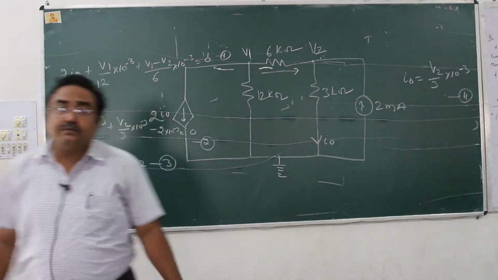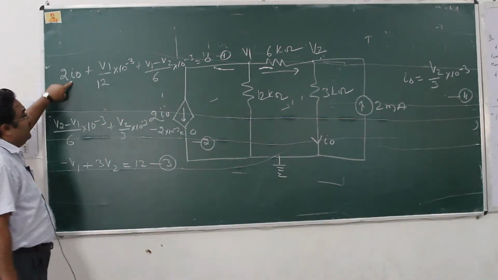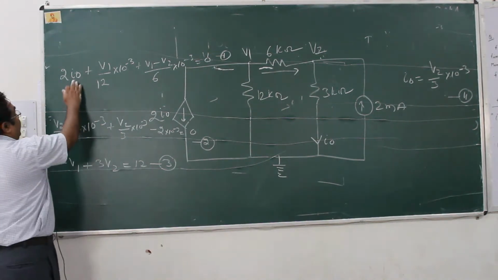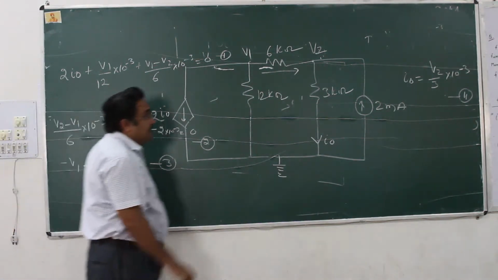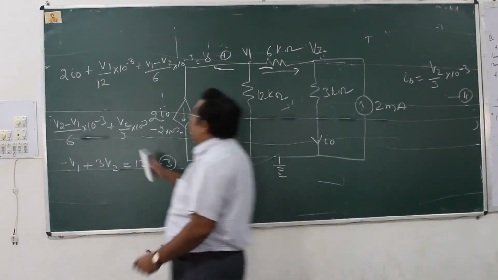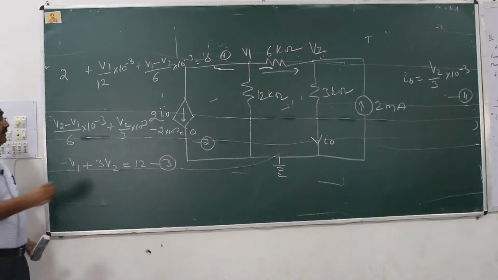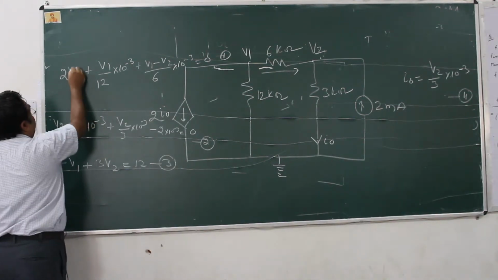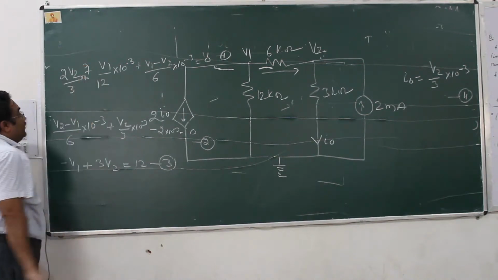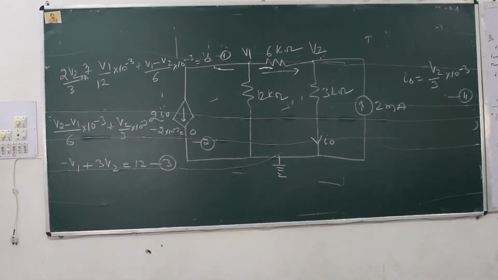What will I get? In equation number 1, wherever I naught is there, I will replace I naught by V2 by 3 into 10 raised to power minus 3. So here I am replacing I naught by V2 by 3 into 10 raised to power minus 3. So just give me the simplification of this. How much will you get?